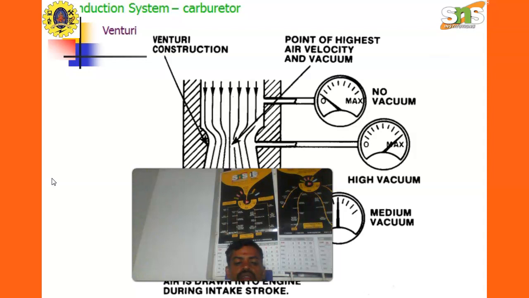This is an illustration of venturi construction. Points highlighted: velocity and vacuum. No vacuum is indicated by 0. High vacuum is the maximum indicated. The medium vacuum is in the middle. Air is drawn into the engine during the intake stroke.